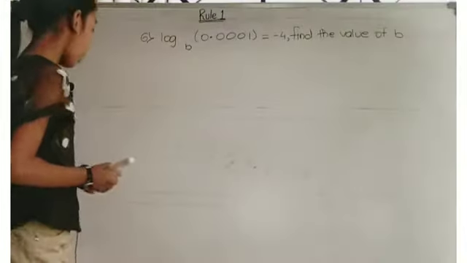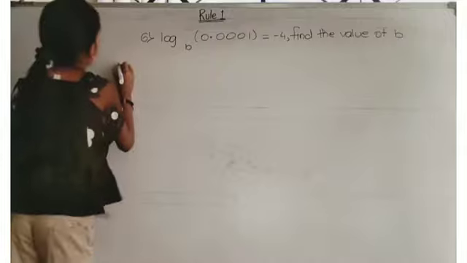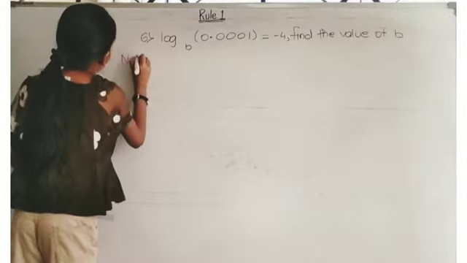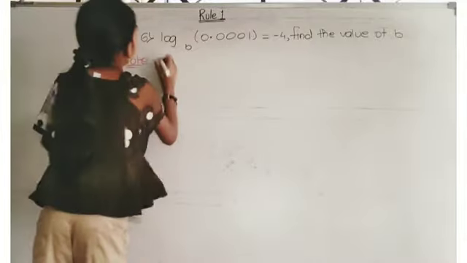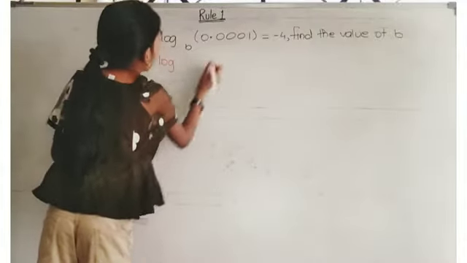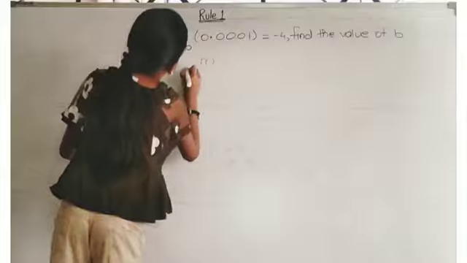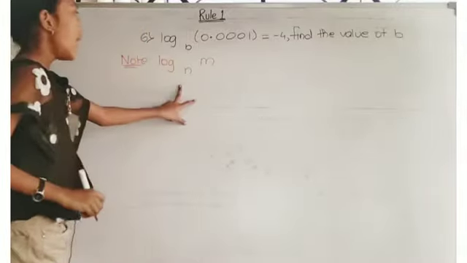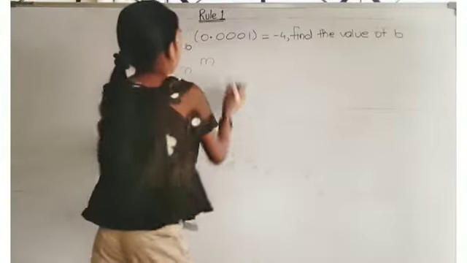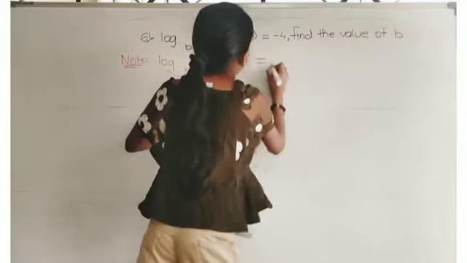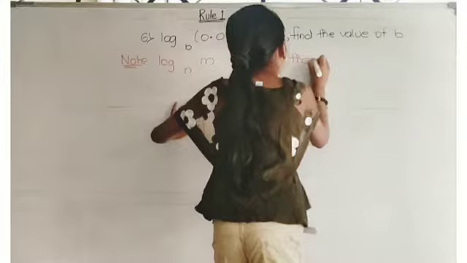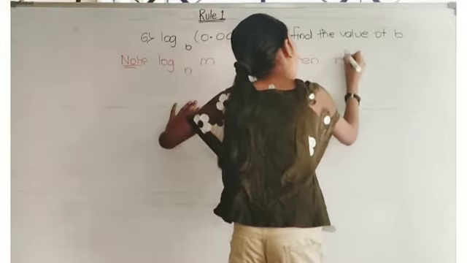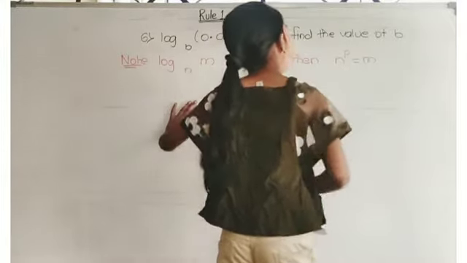This is our sixth problem. Now here note down the formula which I am telling. Log m base n is equal to p, then n raised to p is equal to m.